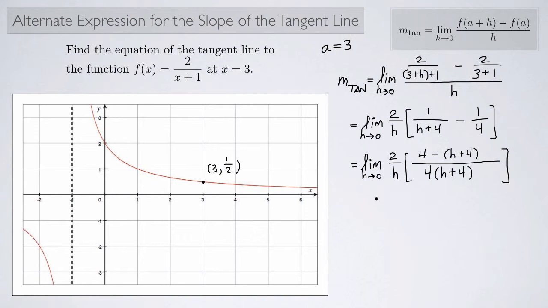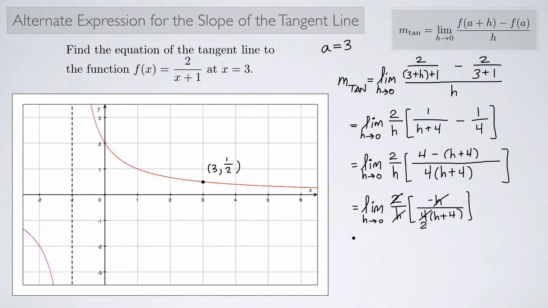Okay, and so now we can try and simplify this a little bit. So I have the limit as h approaches 0 of 2 over h, and then I have 4 minus h plus 4. Well, the 4 and this minus 4, when I distribute the minus sign, those are going to cancel. So I'll just have a minus h up here. So I have that up top, and then I have 4 times h plus 4 on the bottom, and now I think I have something nice here. These h's will cancel, and in fact these 2's can cancel here. I have a 2 left over there.